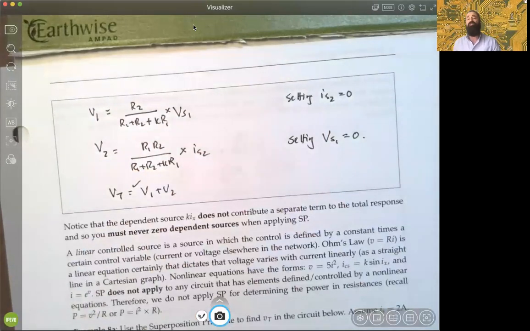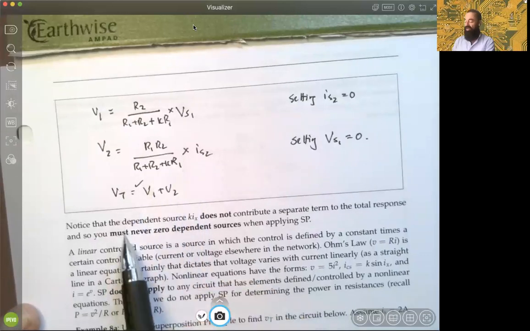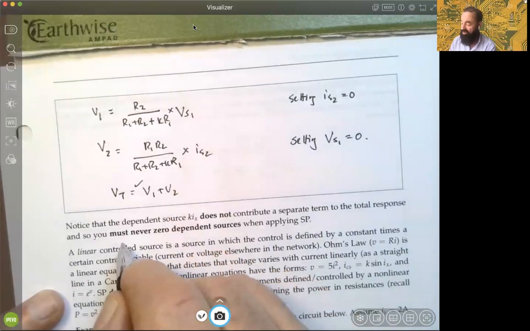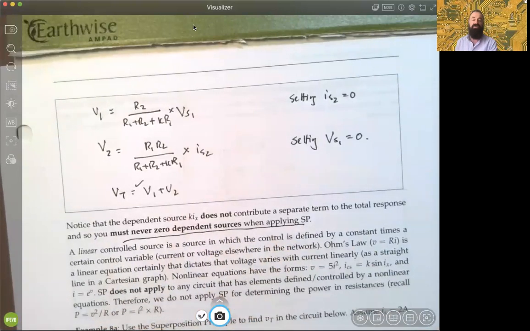So that's what superposition is all about. Zero everything out except one and get that response for the parameter that you're looking for, okay? And then keep doing that across all the independent sources. It's very important to notice that you don't get any terms involving dependent sources. That K IX term never occurs in this, notice that. So the goal here is don't zero out dependent sources. Never zero those out, leave them in there, okay? They're not going to contribute any problem to the individual responses we're looking for.